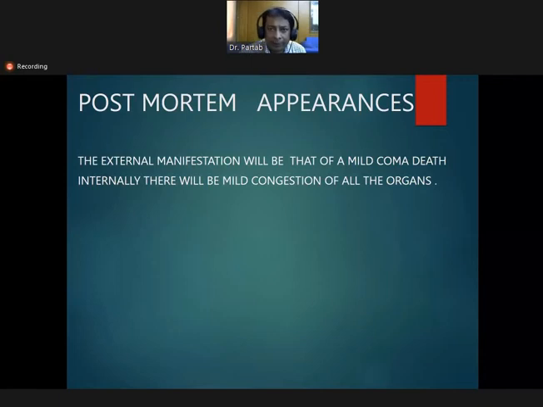The post-mortem appearances, if death occurs from these lethal drugs when you cross the medicinal dose: there are signs and symptoms that appear on the dead body on the mortuary table. The external manifestation will be that of a mild coma death, with cyanosis or other signs. Internally, there will be a mild congestion of all the organs, especially the viscera, from these lethal drugs.